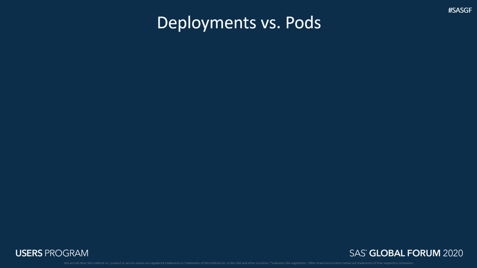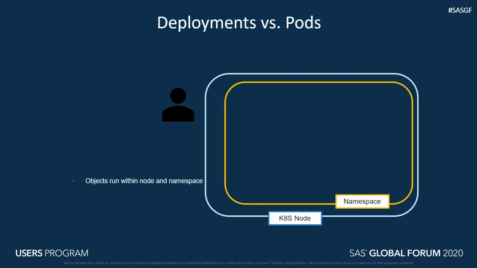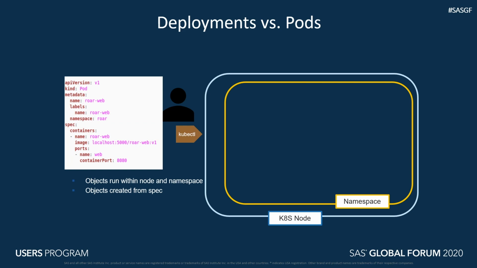Deployments versus pods. Let's talk a little bit about what that means. So deployments versus pods here. Suppose that I, as a user, am working with a pod out there. We know that objects run within a node and a namespace, a Kubernetes node and namespace out there. We have a user going through the Kubernetes command line, kubectl, and we have a specification here, a specification for a pod.